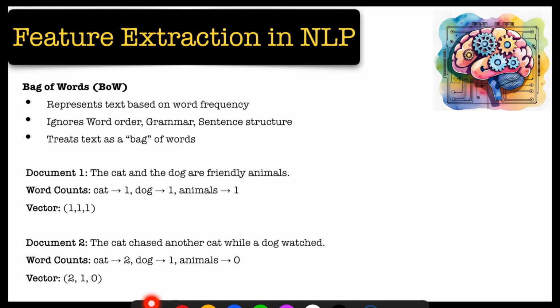So document 2 is "the cat chased another cat while a dog watched." So the word counts: cat here occurred 2 times, dog occurred only 1 time, animals, there are no animals, so 0 times. So the vector will be 2, 1, 0.